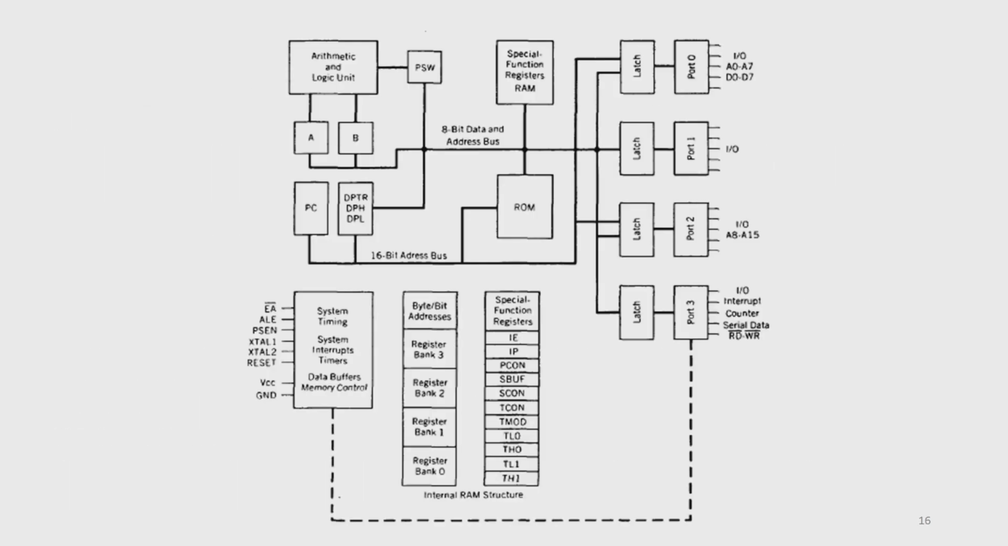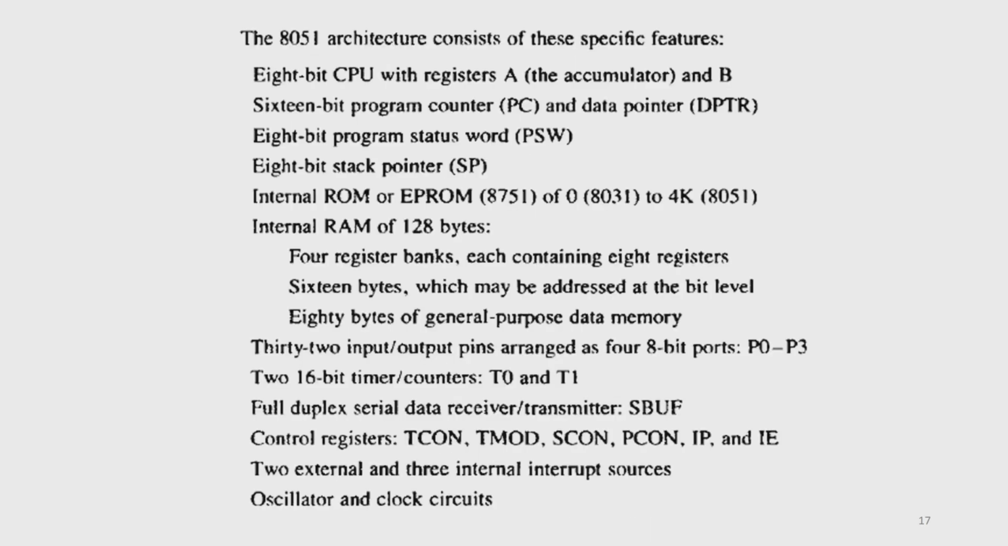This is the architectural block diagram for the 8051 microcontroller. This has many special features and many registers. We will further discuss the various registers and the special features of these registers. It consists of the A register, that is the accumulator, and B. These two are the 8-bit CPU registers, and the 16-bit program counter and data pointer, and the 8-bit program status word, and the 8-bit stack pointer, then internal read-only memory and internal random access memory, which has 128 bytes.